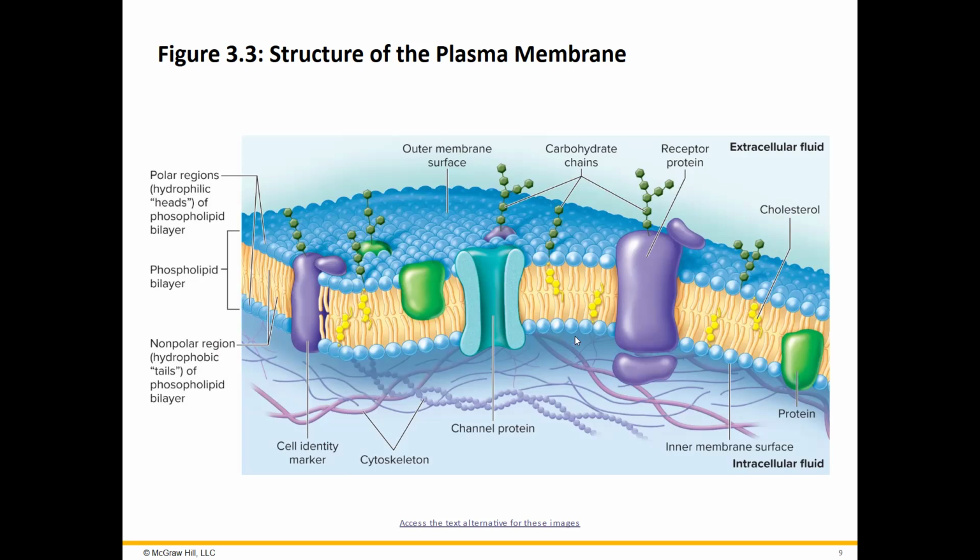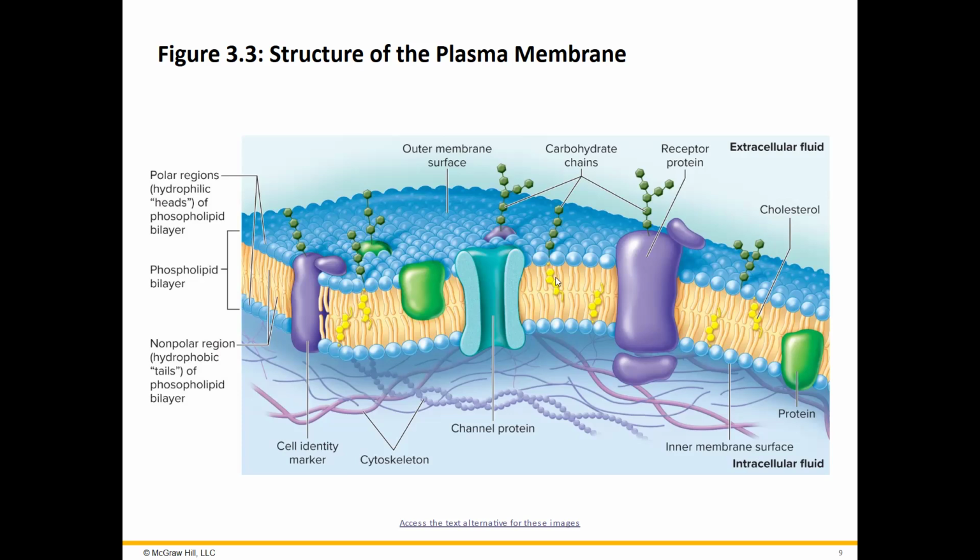This side focuses its orientation towards the intracellular fluid. These tails do not allow fluids to freely cross. It is impermeable to water-soluble molecules, so it doesn't allow molecules that like water to just freely flow in and out of the cell. Down here we have our cytoskeleton. These are proteins that help give some rigidity to support the cell membrane so that it doesn't rupture easily.